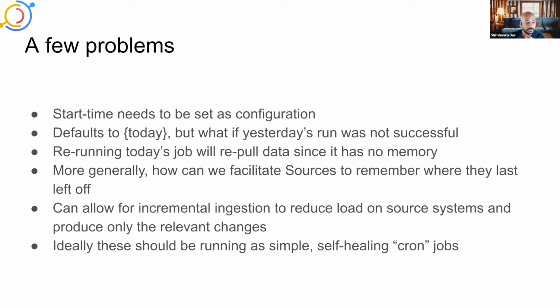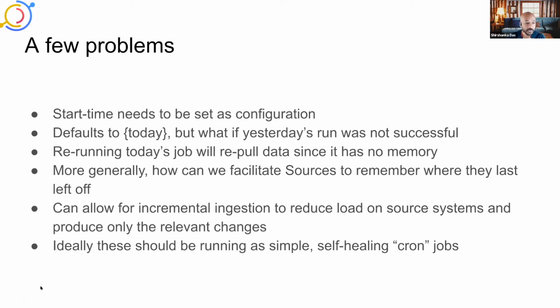And this is not just a problem for the usage source. Pretty much every single source today is memoryless, which means it starts up, crawls the whole world and ingests metadata. So we wanted to facilitate sources to remember where they last left off, to allow for incremental ingestion so that we can reduce load on source systems and only produce relevant changes. Of course, when sources are pushing metadata out, this is all trivial because you're right in the context of making a change, so you can push metadata out when it changes. But for sources that are crawled, you actually need state to be able to ingest only the things that have changed. We also want these sources to be really simple self-healing cron jobs. You should be able to just run them, and they should be able to figure out where they last left off and only pull the deltas.